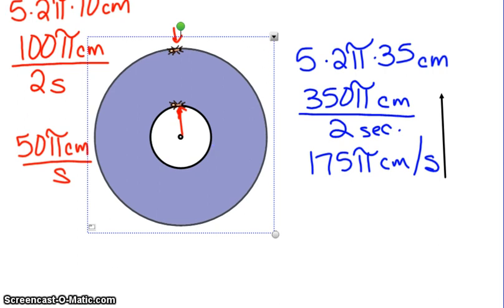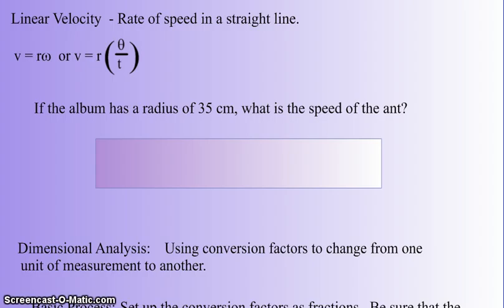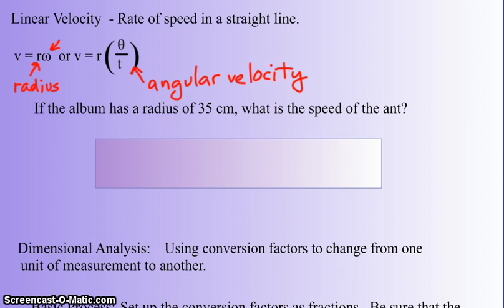Now, what we have just found is called linear velocity, and there's a formula that we can use to find the linear velocity of an object that is moving in a circle. And this is our formula. Velocity equals the radius times omega, or the radius times the angular velocity. Remember, that's what omega stands for, angular velocity.